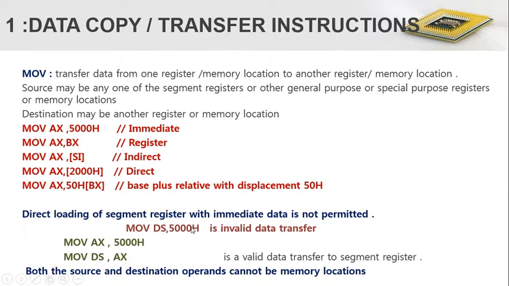So instead of this, we can follow this sequence of instructions, which will help us to transfer data to segment registers, like MOV AX, 5000H. Move this value first to the accumulator register, and from the accumulator register we can load it into the segment register. This is a valid case. But the source and destination operands cannot both be memory locations in case of the MOV instruction.